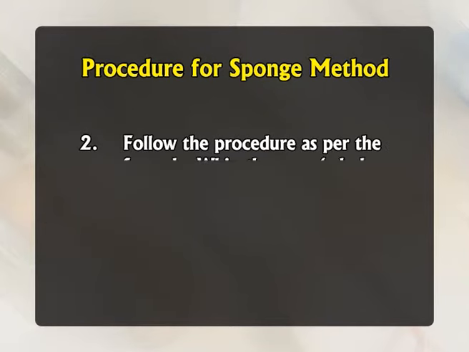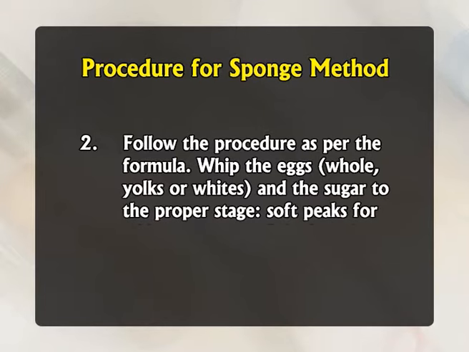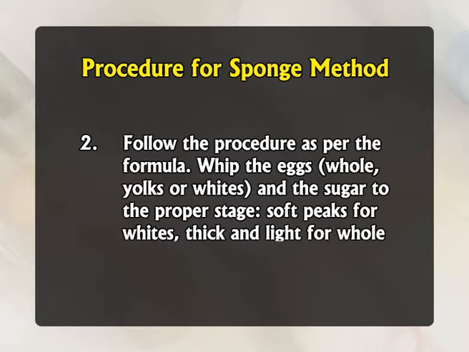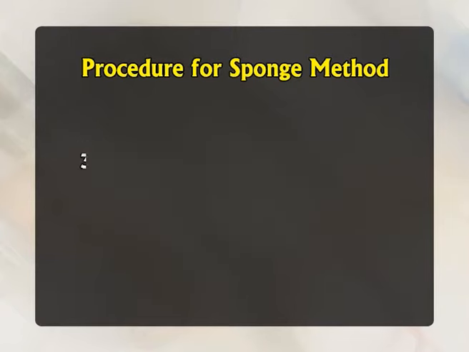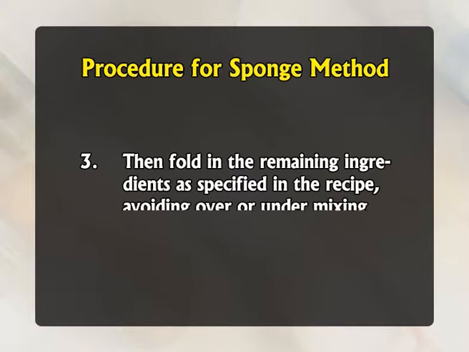Number second, follow the procedure as per the formula. Whip the eggs, whole, yolks or whites, and the sugar to the proper stage. Soft peaks for whites, thick and light for whole eggs or yolks. Number third, then fold in the remaining ingredients as specified in the recipe, avoiding over or under mixing.